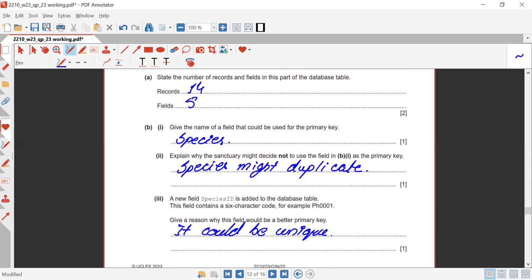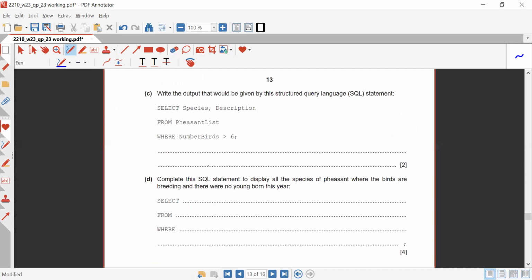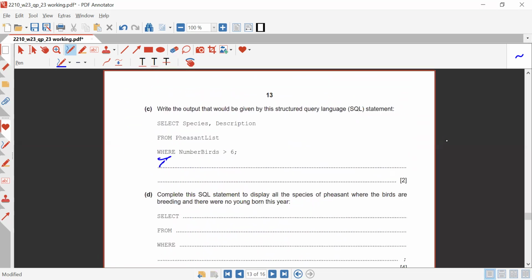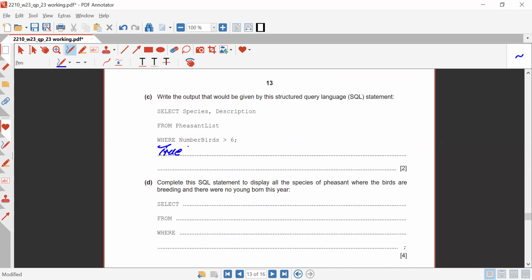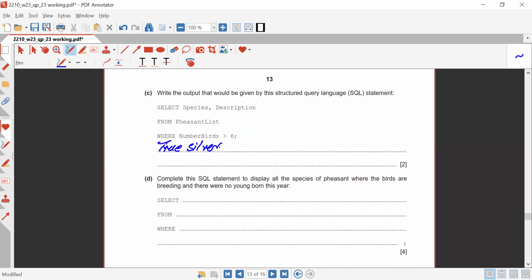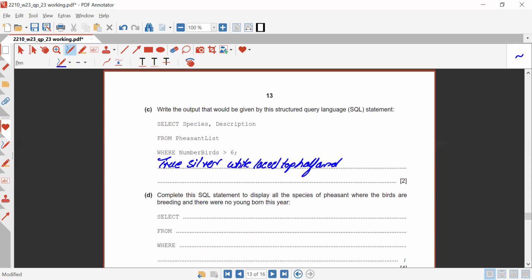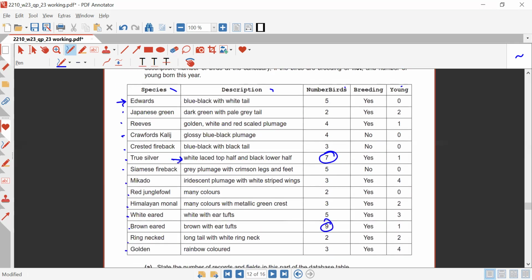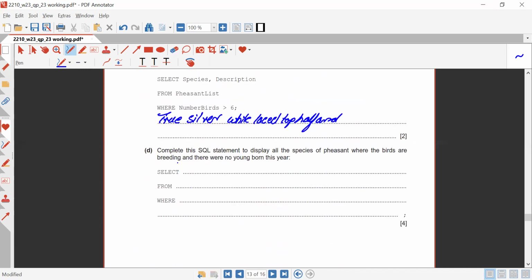Okay, that's a difficult one. So let's see. It was true silver species. Okay, in which pattern was it written? It was in sentence case, so we can write it down. True silver, a bit of gap, and just after the gap, the description about that. White laced top half and black lower half.